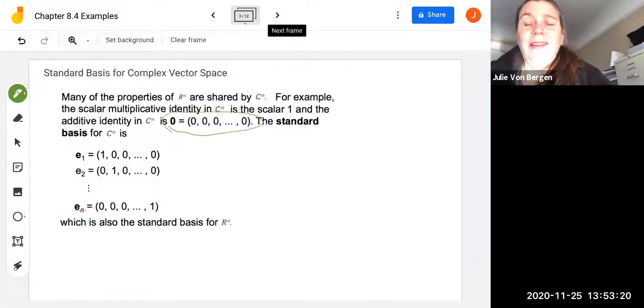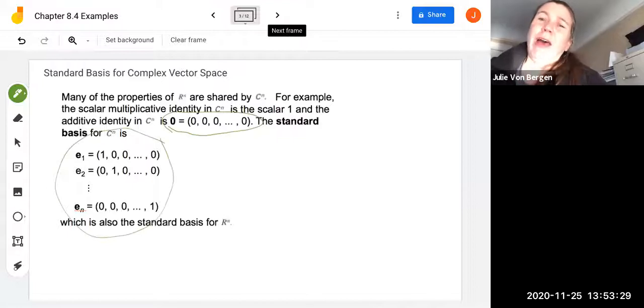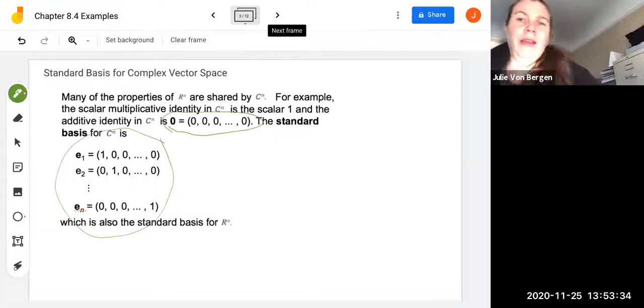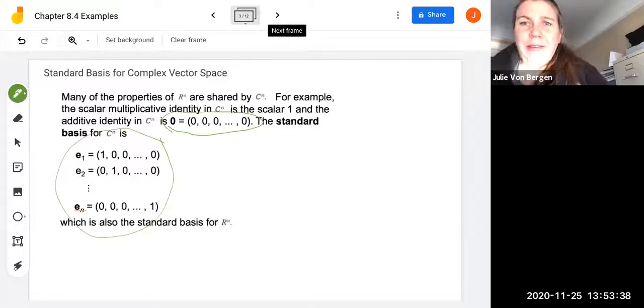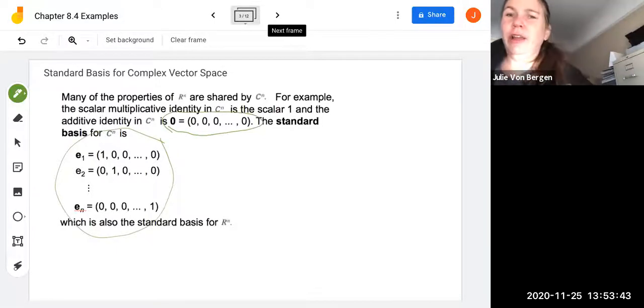And the standard basis for the n-dimensional complex numbers is the same standard basis for Rn, so e1 through en, where that 1 is in the ith position, going from 1 to n, and the other entries are all 0 in the standard basis. And just like we know for Rn, you can construct any vector in Cn using this standard basis. And in Cn, the big difference is that our coefficients are complex numbers.